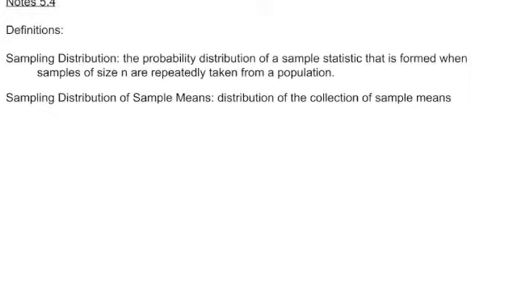Going into the notes for today, here are 2 definitions. You can pause the video and copy these down. A sampling distribution is the probability distribution of a sample statistic that is formed when samples of size n are repeatedly taken from a population. All we're looking at here is, just like with a normal distribution, some population, but the population is the set of all maybe means, or we could even do a set of all standard deviations, of sampling from a different population. So a sampling distribution of sample means is the distribution of the collection of sample means from a population.